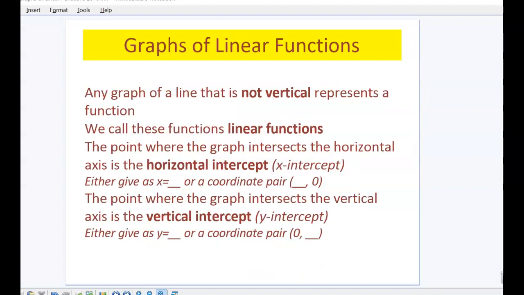Any graph of a line that is not vertical represents a function. We call the functions that we're dealing with linear functions. The point on the graph where the graph intersects the horizontal axis is called the horizontal intercept or the x-intercept. It's either x equals some number, we'll call it 7, say, or the coordinate (7, 0). The point where the graph intersects the vertical axis is called the vertical or y-intercept, and it is represented by either giving a number, say y equals 4, or the coordinate (0, 4).